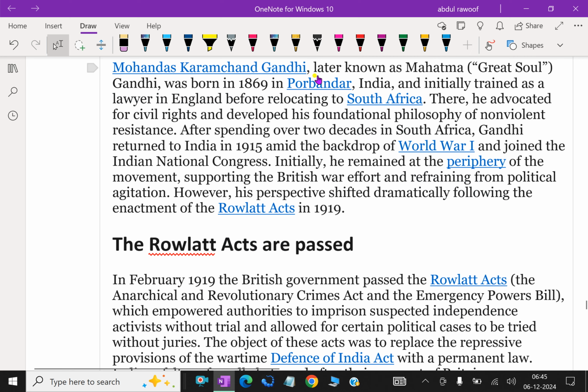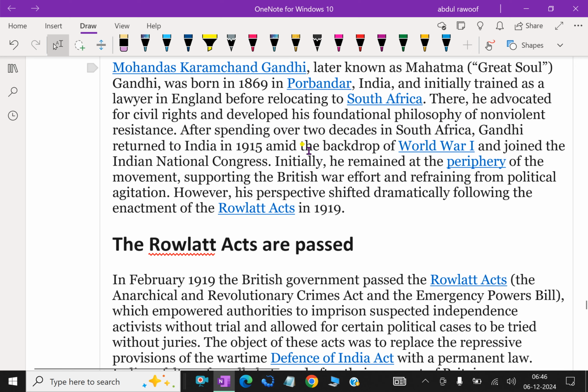Gandhi's return from South Africa. Mohandas Karamchand Gandhi, later known as Mahatma, the great soul, Gandhi, was born in 1869 in Porbandar, India, and initially trained as a lawyer in England before relocating to South Africa. There he advocated for civil rights and developed his foundational philosophy of non-violent resistance.